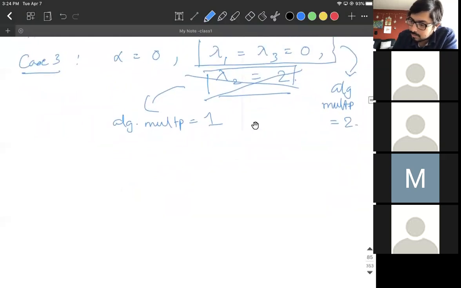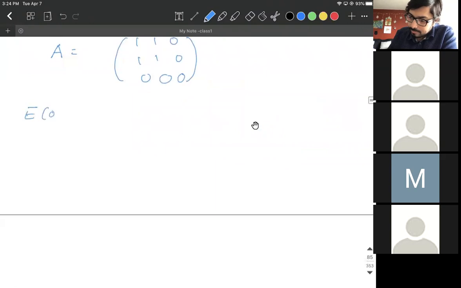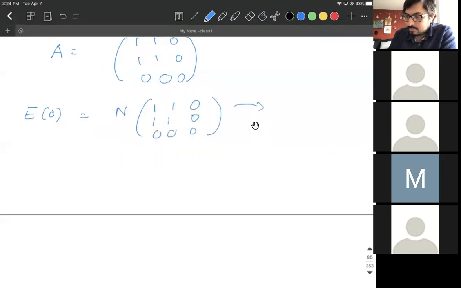Now the matrix A is even more simple in this case. It is just given by 1, 1, 0, 1, 1, 0, and the third column is already 0. So E0 is simply the null space of A, the null space of this matrix: 1, 1, 0, 1, 1, 0, and 0, 0, 0. In one line, you can check that if you subtract row 1 from row 2, it is all 0. So you have x plus y equals 0, and z once again is free.